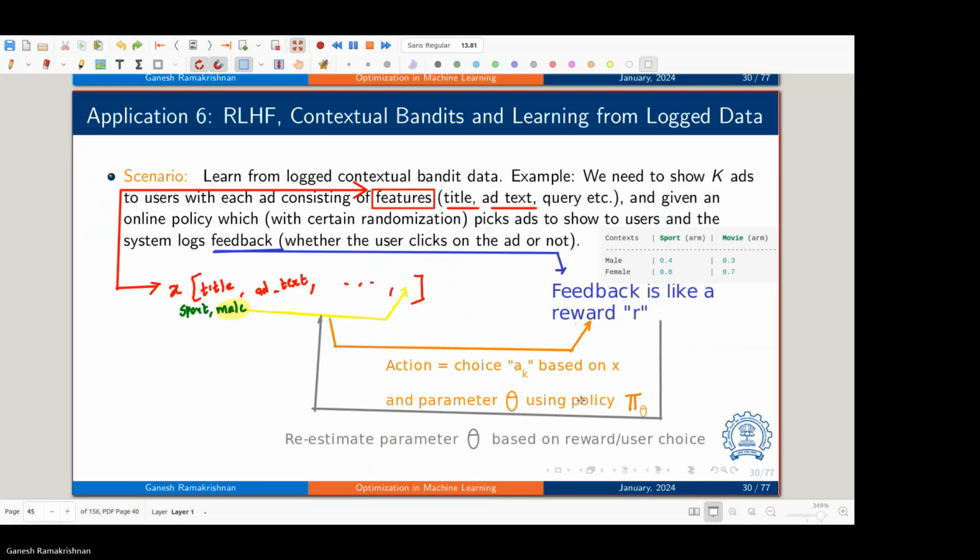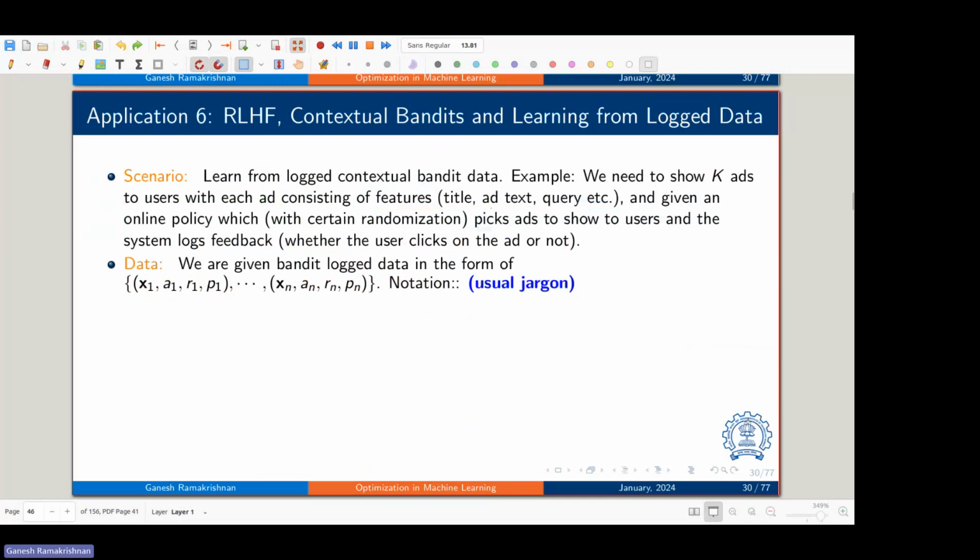So what is the data? For X, action A was taken. The action A_k was based on X and parameter theta, equal to phi theta. And then the user may click, or may express happiness or some level of distress using a reward. This is an example of a reward. And now I want to revise my phi. But there is one more point which I talked about. This is the propensity. So we are given bandit log data in the form of x1, a1, r1, p1, x2, a2, r2, and so on.